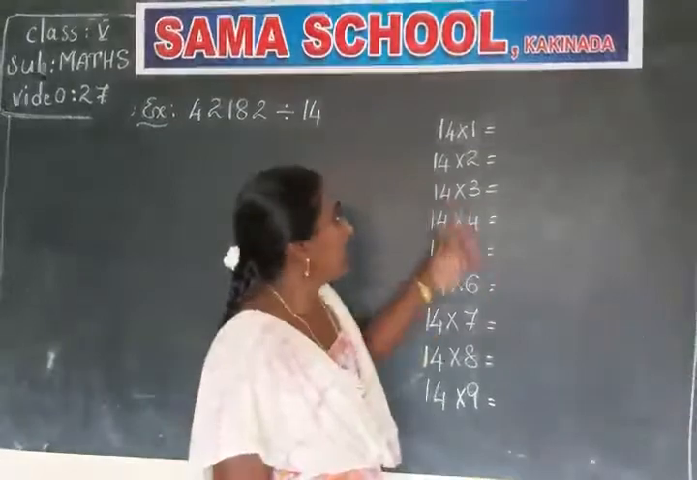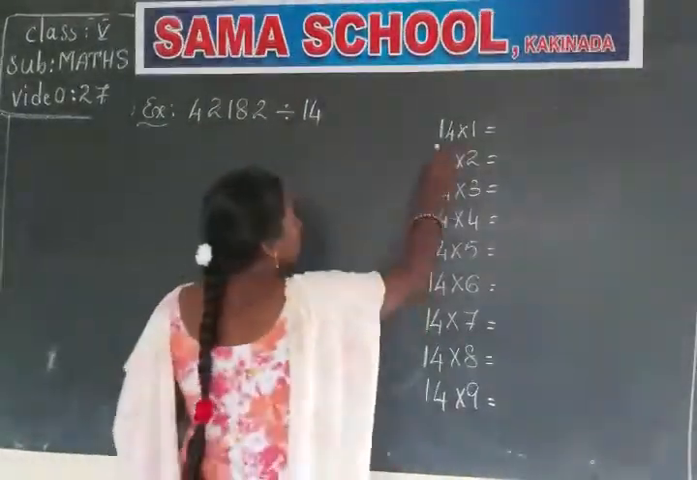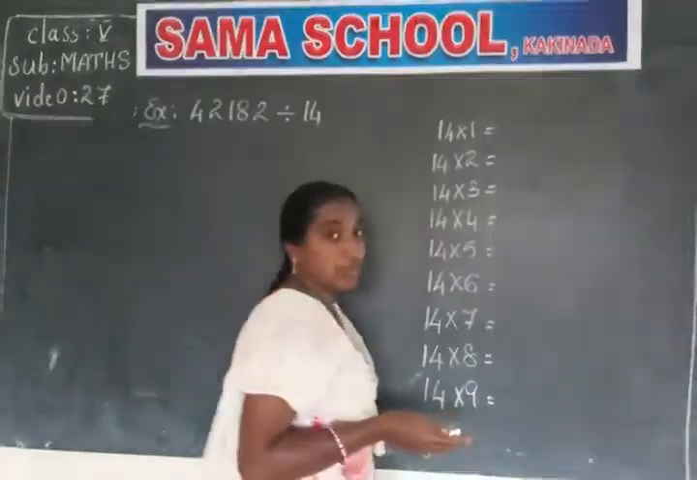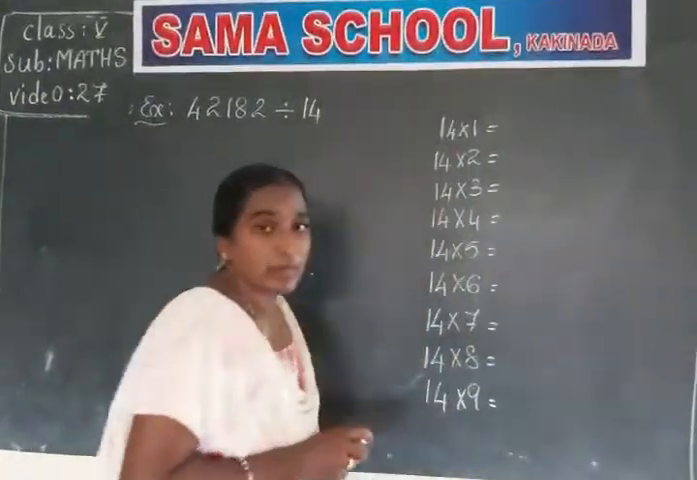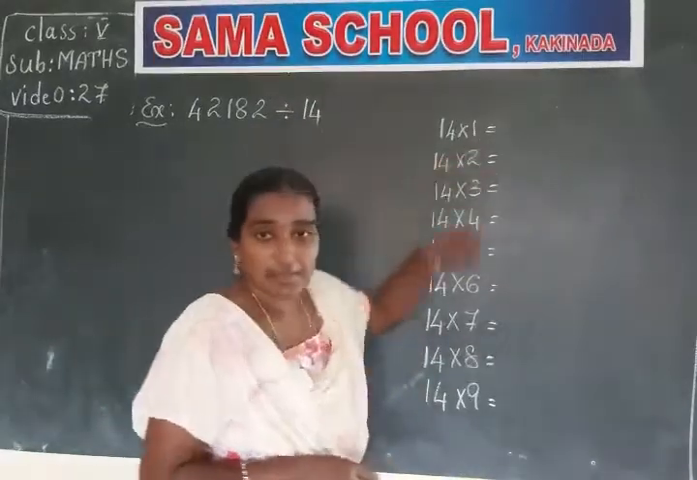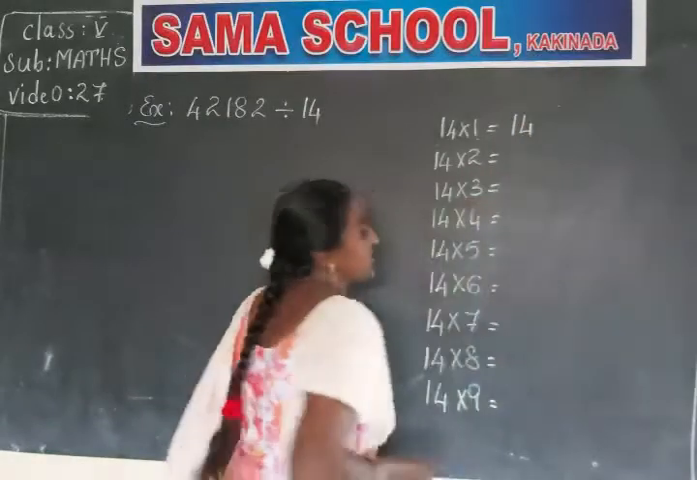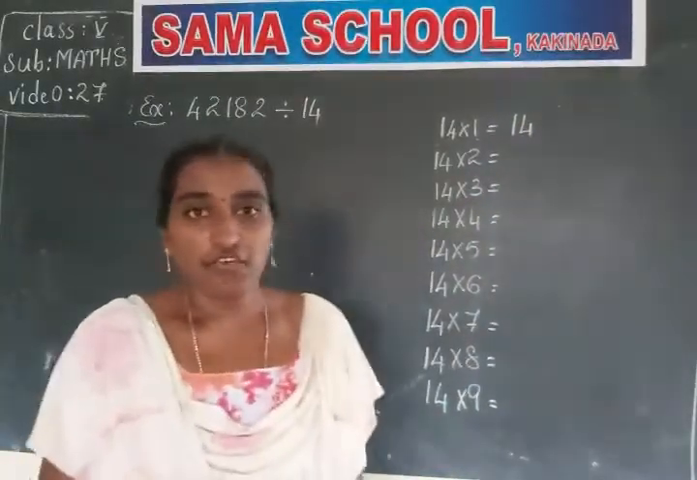Okay. See here we have to do the horizontal multiplication. 14 ones are 14. Why? Because this is one of the properties we have learned in the multiplications. Any number multiplied by 1, the result is the number itself. Same number we will get. So 14 ones are 14.